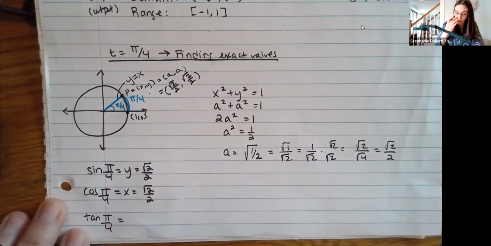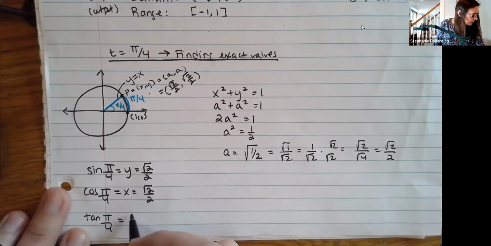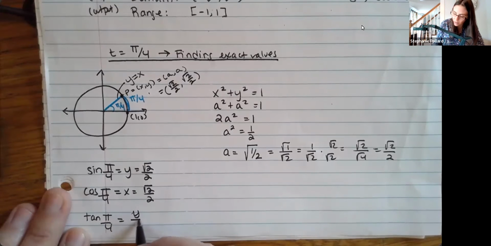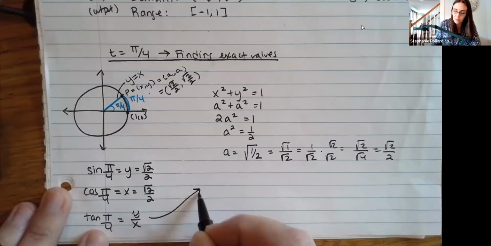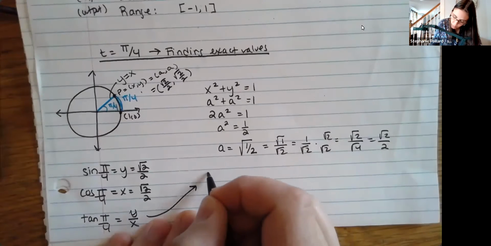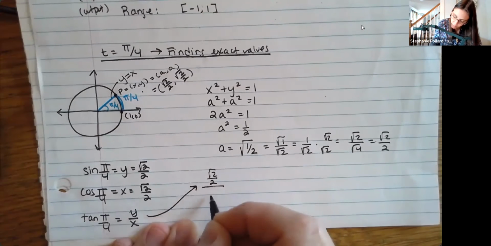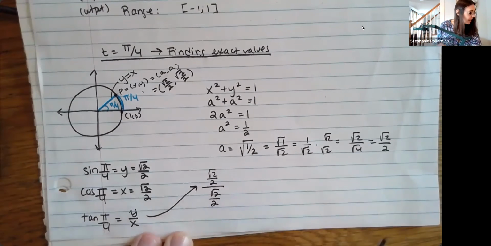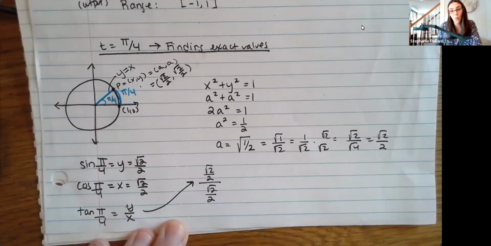So tangent of pi over 4 is going to be y over x. Let me give myself a little bit more room here. So root 2 over 2 over root 2 over 2. Now, if you can't see it yet, this value is actually just going to be 1 because you have the same thing being divided on top and bottom.